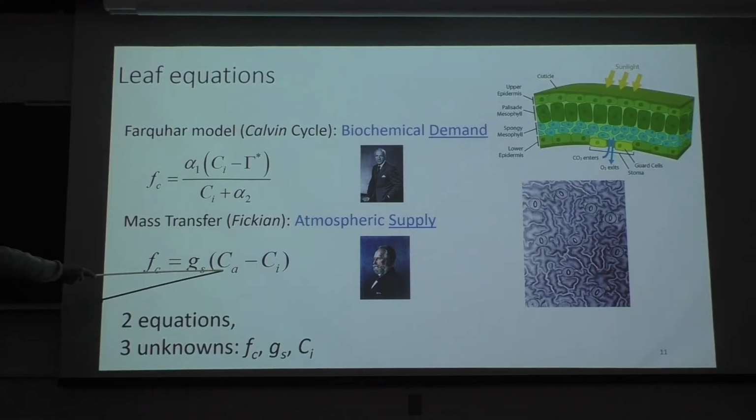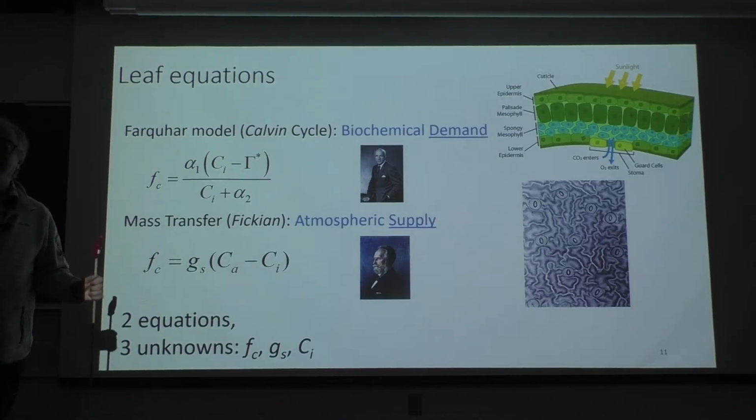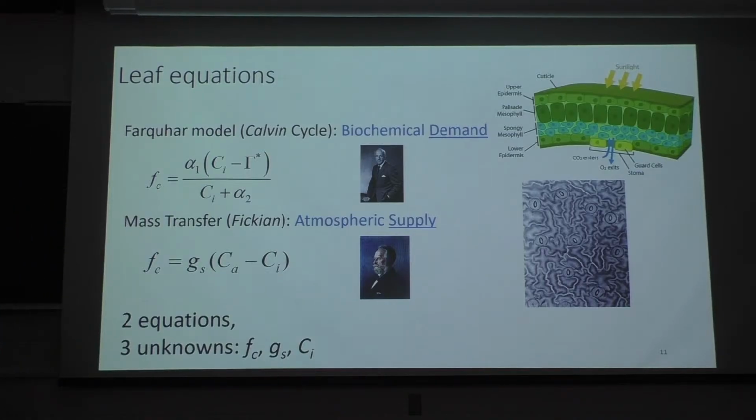So even if you know the atmospheric CO2 concentration, even if you know the physiological properties of the plant, alpha-1 and alpha-2, you still need an extra equation. And historically, that equation came from empirical observations. So, for example, Paul Jarvis and many others have proposed models that try to link the environmental stimulus to the opening and closure of stomates.